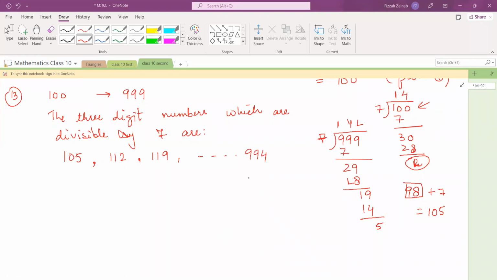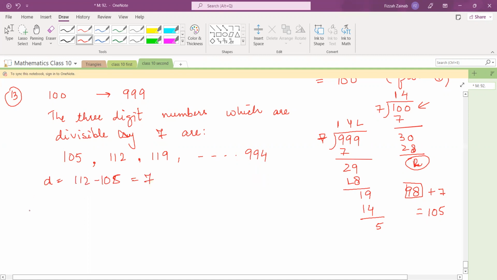Okay, so these are the numbers. Now this is my AP, because obviously the difference is 7 between each number. They are all multiples of 7. So your common difference will be 7 here. Or you can check, if you wish, d is equal to 112 minus 105, which is equal to 7. And your first term here is 105, right?